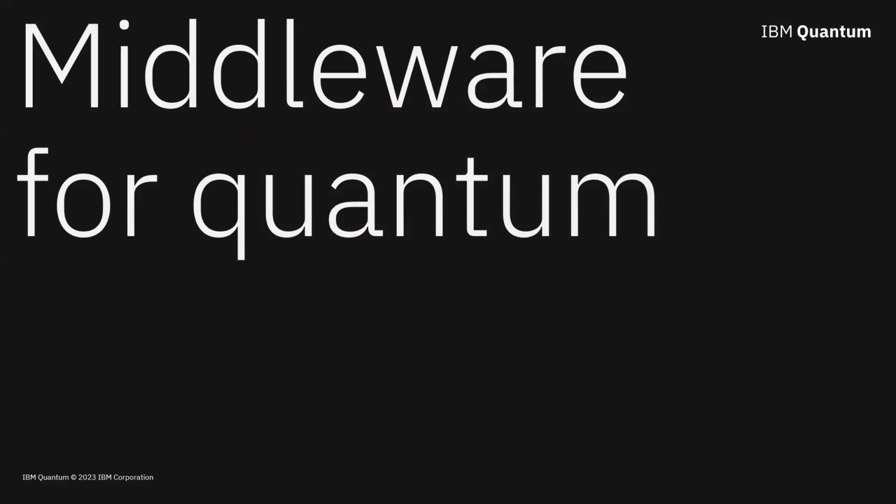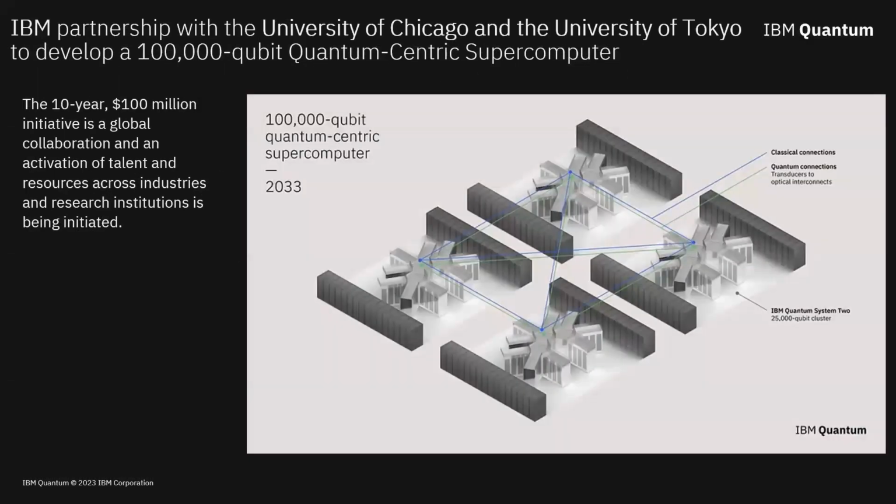Okay, let's go for the middle of quantum. This is the idea of the 100+ qubit quantum-centric supercomputer, which we are working on together with three universities. As you can see here, we will create clustered systems, and we will interconnect them with quantum connections. Those will be the quantum transducers and the optical connections between the systems. So this is like an additional network to exchange information between the quantum systems.